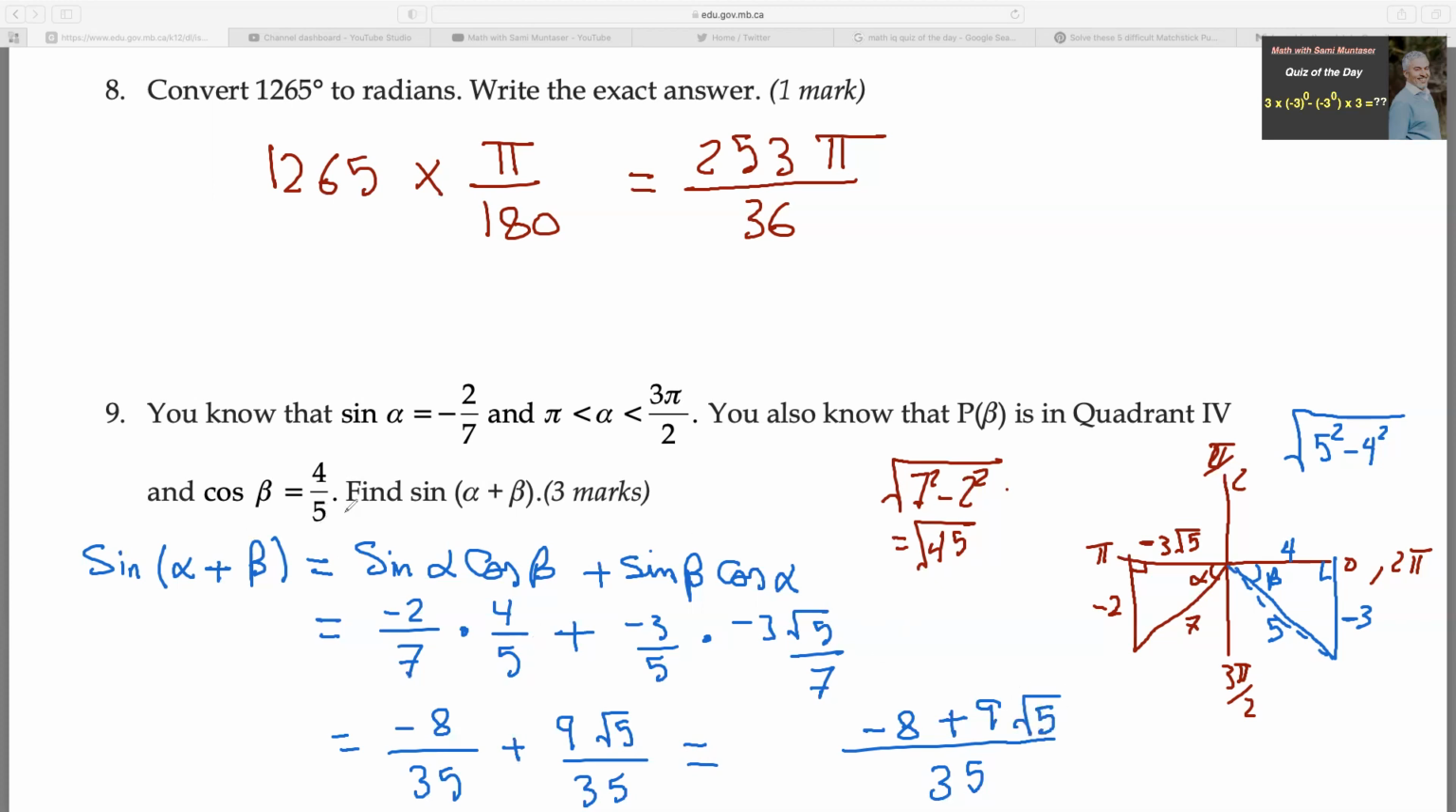So I will just check really fast. Sine alpha is -2/7, cos beta is 4/5, sine beta is -3/5, and cos alpha is -3/5/7. And then, yeah, we got it right. All right, let's move on to the next question.